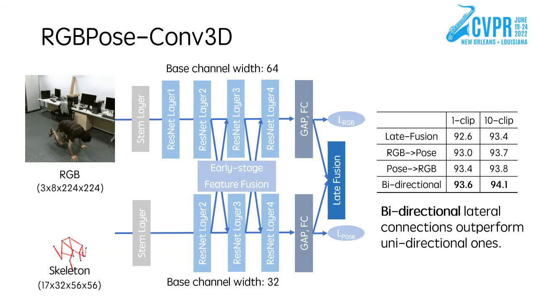We further propose RGBPoseC3D for the early fusion of human skeletons and RGB frames. It is a 3D CNN with 2 pathways, processing skeleton and RGB respectively. With bidirectional lateral connections, RGBPoseC3D significantly outperforms the late fusion baseline.